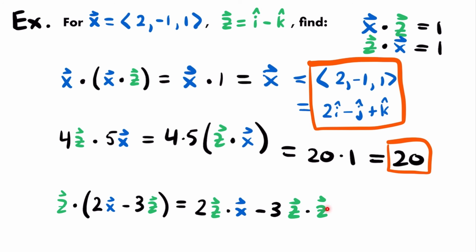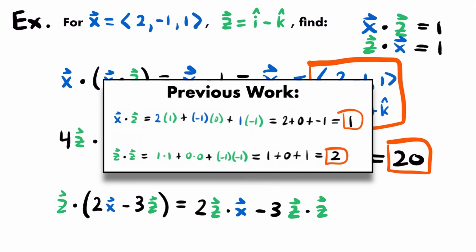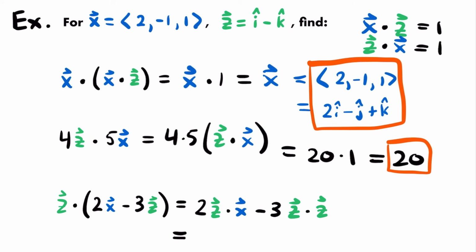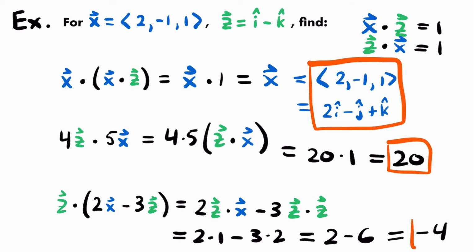And we also already know the dot product of vector z with itself. We found that at the beginning of this example as well. We found that it was equal to 2. So this becomes a fairly simple calculation. This will just be equal to 2 times 1 minus 3 times 2. Right, and then if we simplify, 2 times 1 is 2, and 3 times 2 is 6, so this is equal to 2 minus 6, which is equal to negative 4. And so negative 4 is the result, or the correct answer, for this calculation.